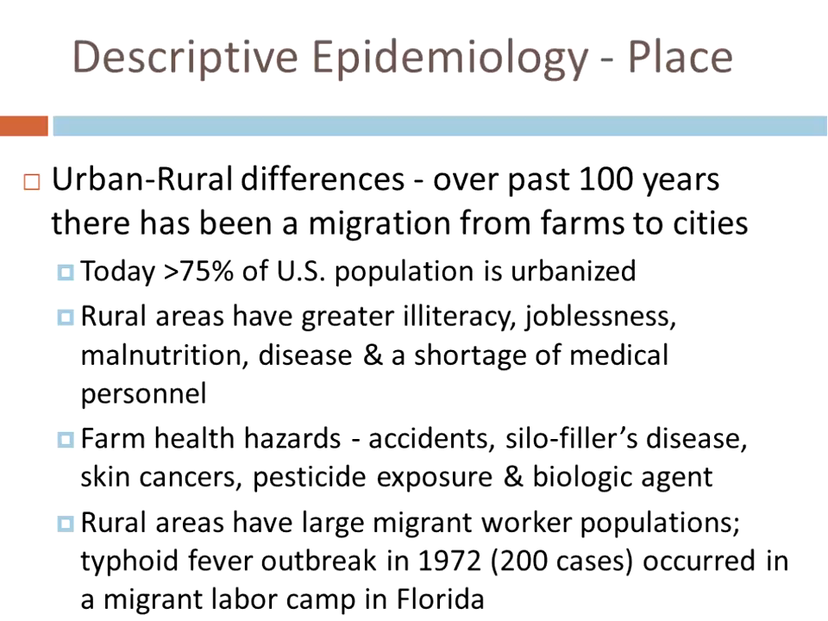Rural differences. Rural areas have higher illiteracy, joblessness, malnutrition, and disease. Farmers have higher health hazards in some areas. They can be considered rural. Certainly OSHA doesn't come out and inspect. There are accident rates for people that live in rural areas that sometimes go unchecked. And we also have a bigger migrant worker population in our rural areas.